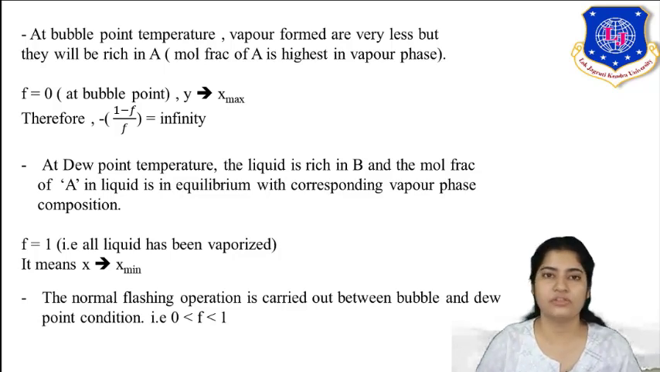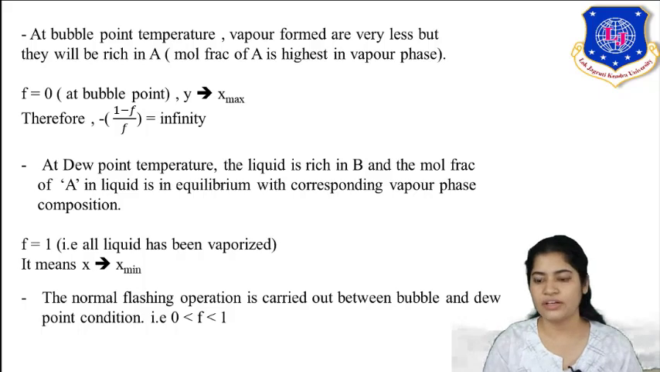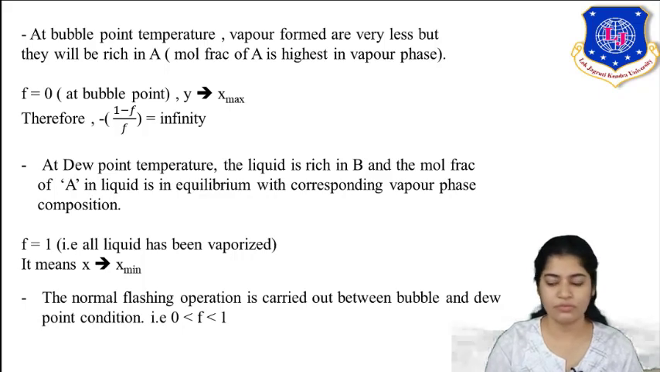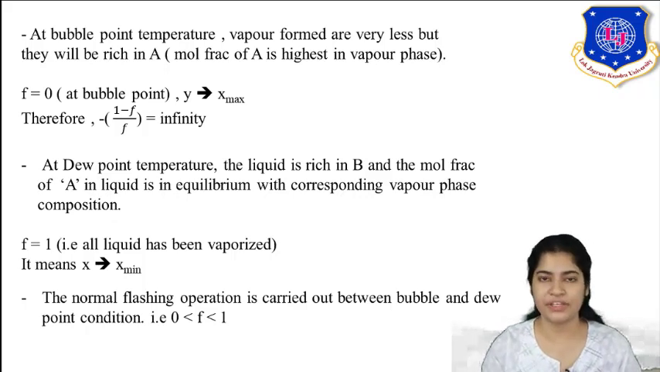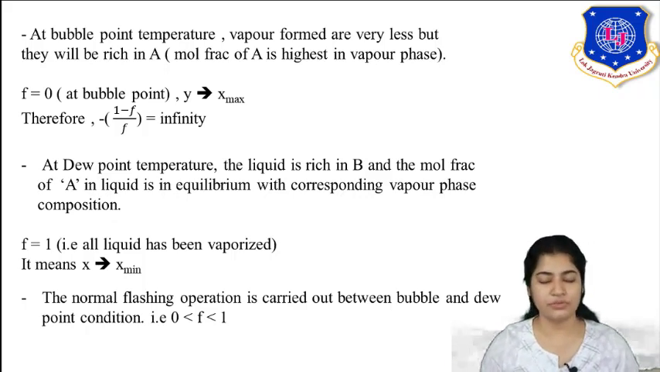So what is the slope here? We saw lastly that the slope was minus L by V. So I can represent my slope again as minus (1 minus F) upon F. But F is 0 here, hence your slope is infinity. Similarly, if I am introducing my feed at dew point temperature, it means your feed is totally vapors.